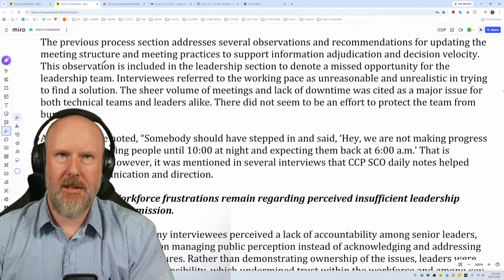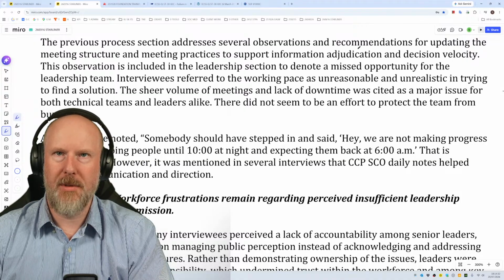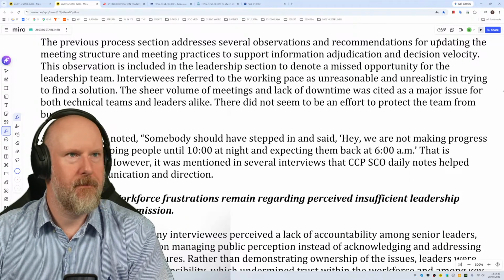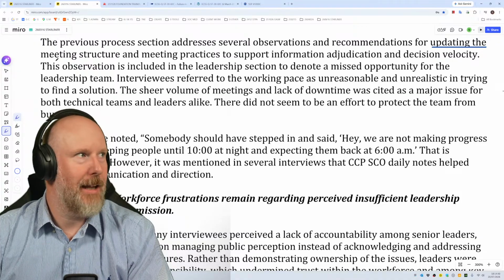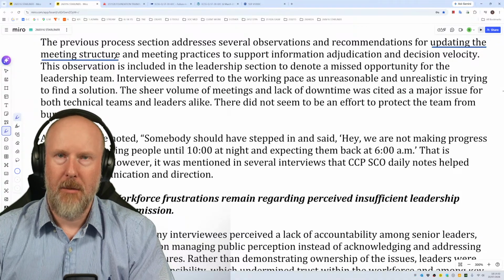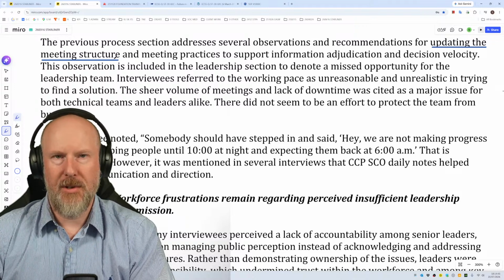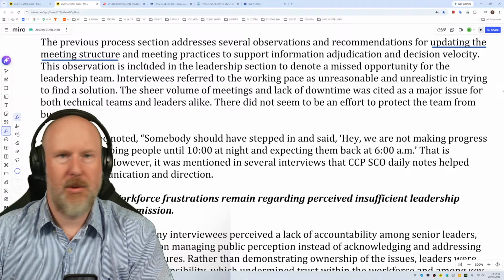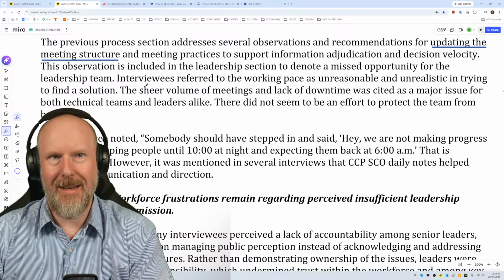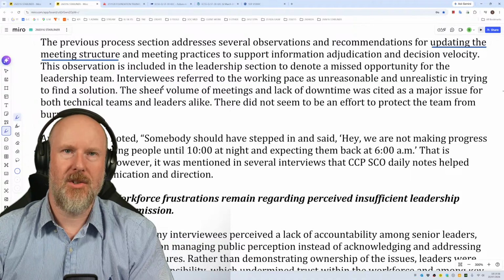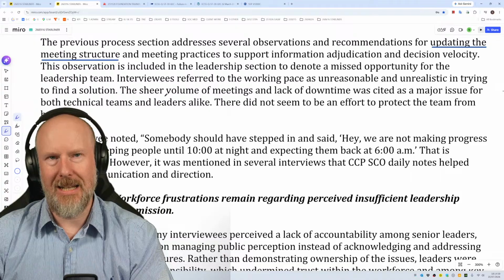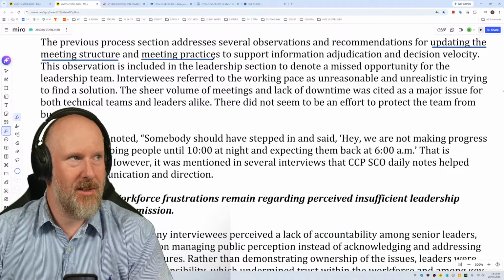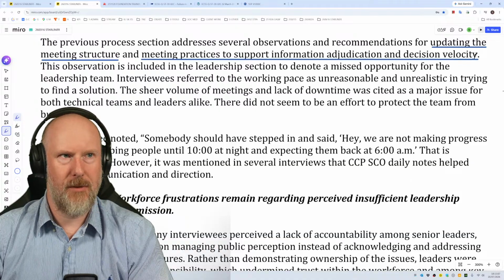The previous process section addresses several observations and recommendations for updating the meeting structure. And we talked about that at length in the previous live streams, because a meeting structure, you could represent that through the sort of lens of a control structure model, to understand what that structure needs to be able to make decisions. What control actions does that meeting provide? What feedback does it need, to be effective? And meeting practices to support information adjudication and decision velocity.